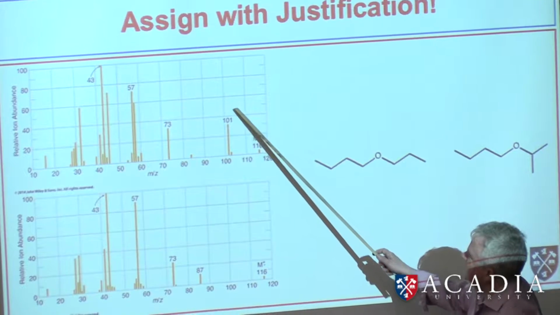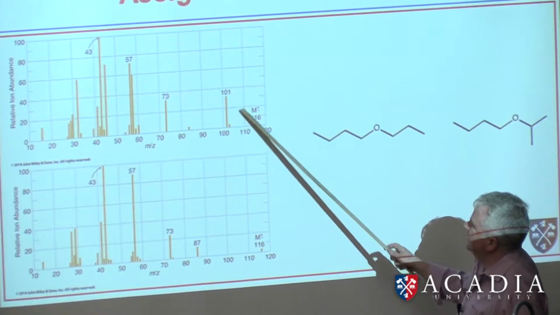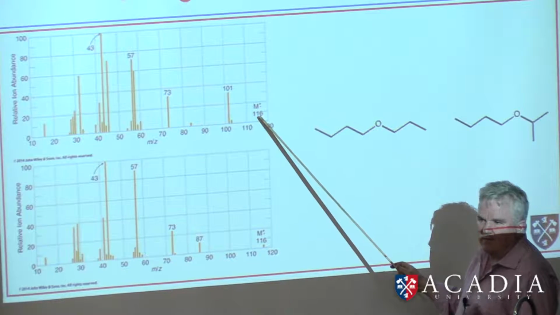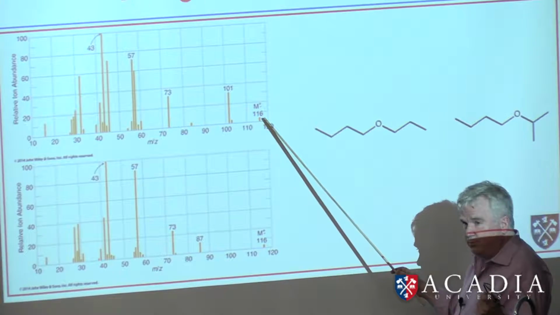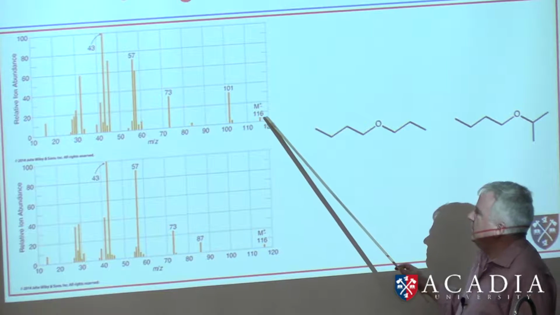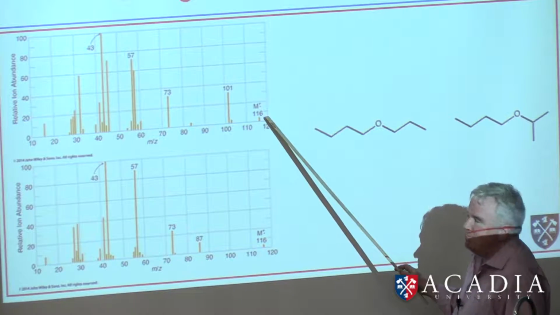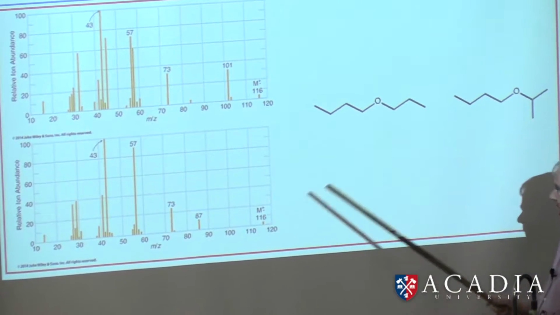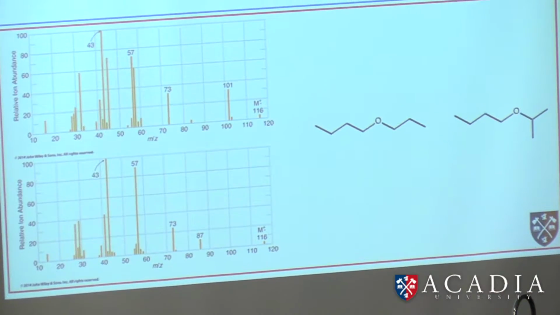But more interesting, this one has a very large peak for loss of 15. 15 is a methyl group. Okay, if we lose a methyl group, we lose 15 mass units. We have a large peak there. This one does not have loss of a methyl group.